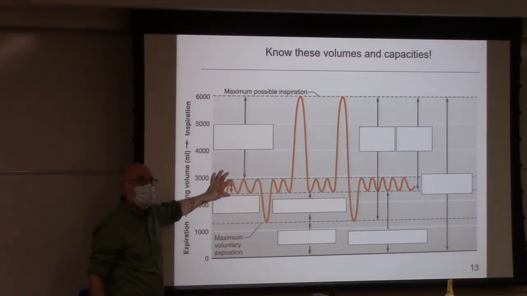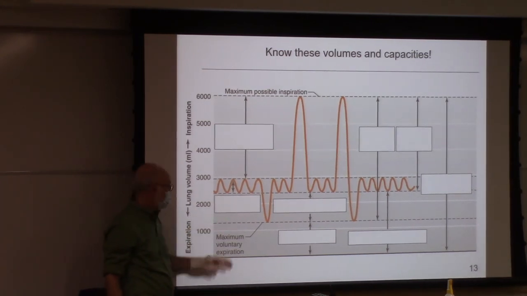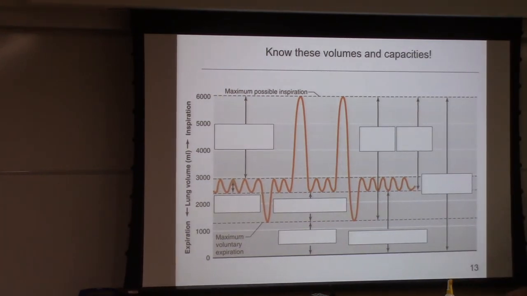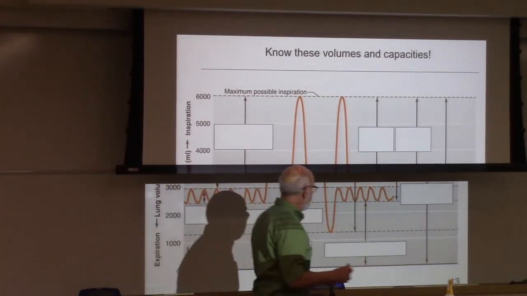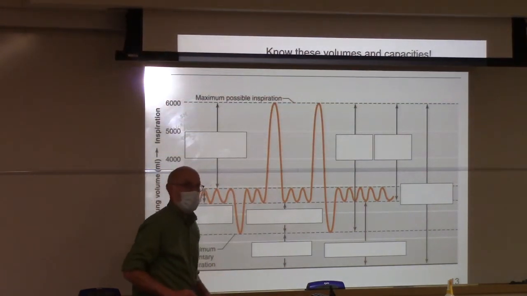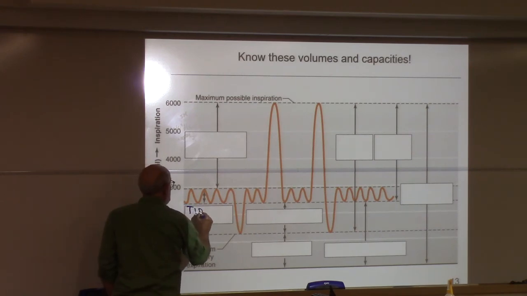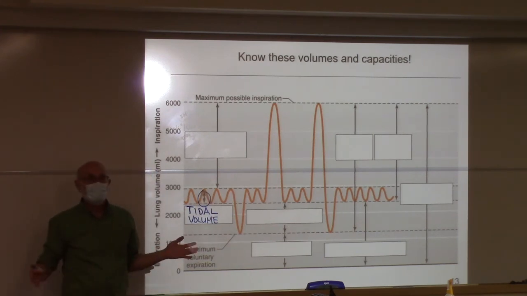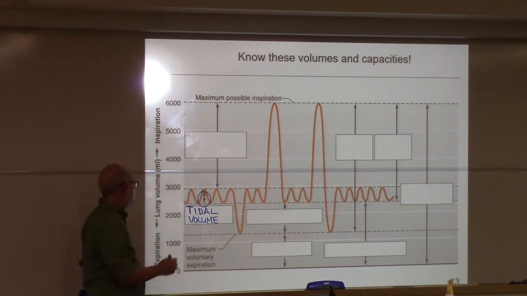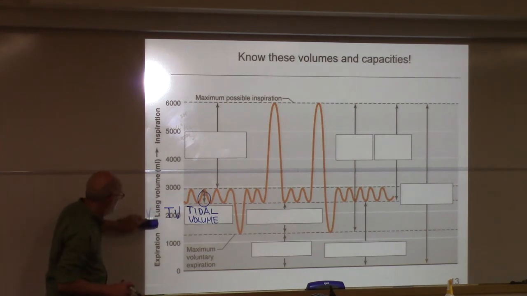What is this volume that is just normal breathing? It's called tidal volume. This one right here. Like the tides. You know, sea comes in, sea goes out, the tides. Tidal volume. It's sometimes abbreviated TB, it's sometimes abbreviated BT. If you use abbreviations, you have to tell me what you're talking about. I usually use TB.